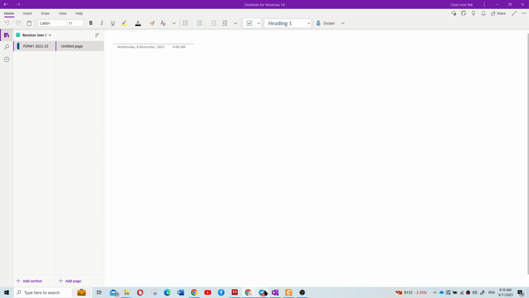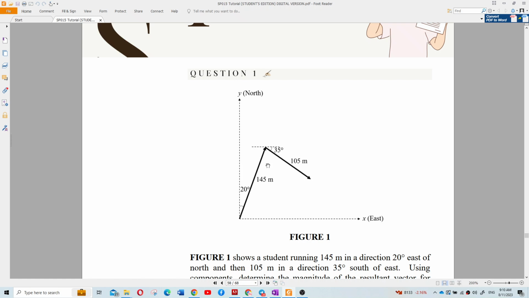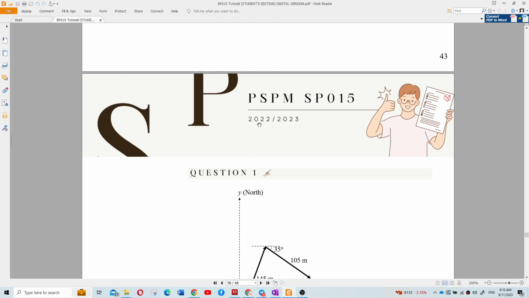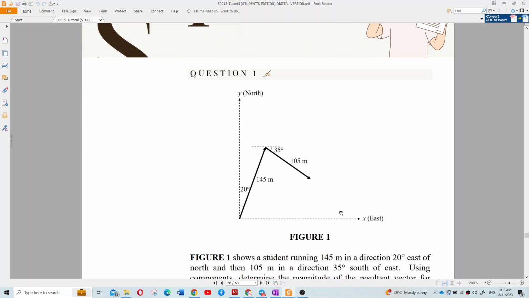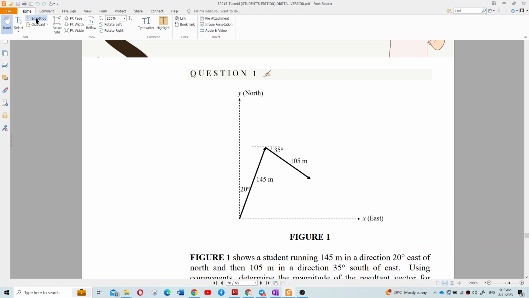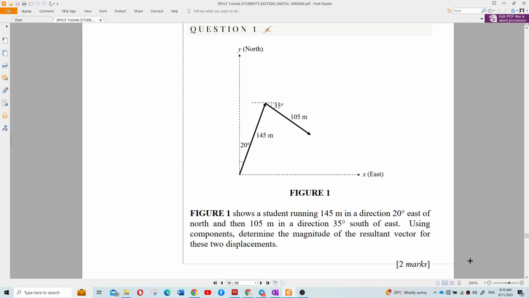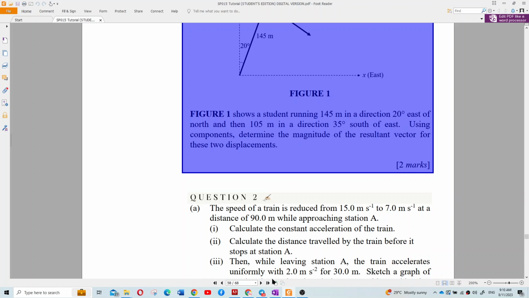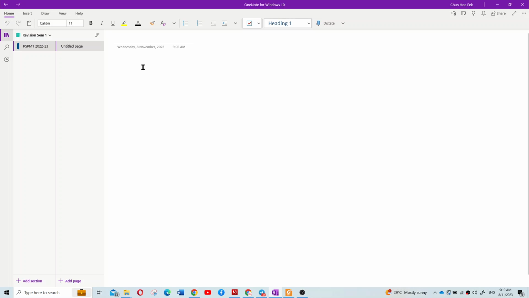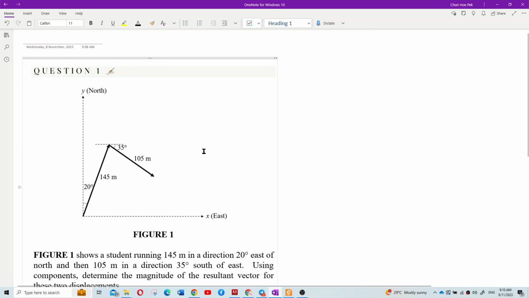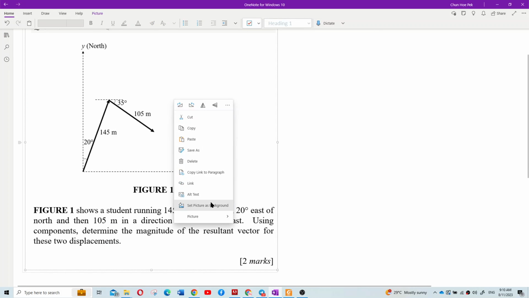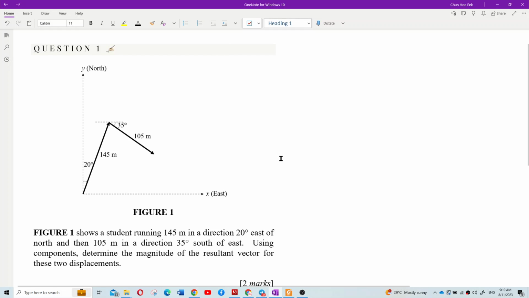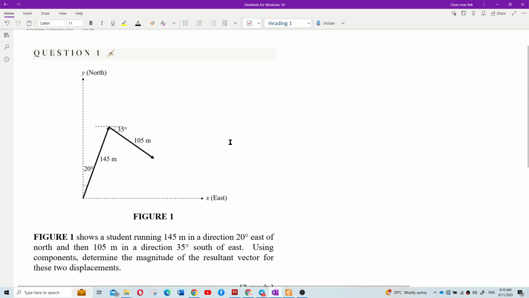All right. So yeah, PSPM 2022 and 2023. So let's do the questions together. I think I will take the questions from here and paste it here. Yeah, that'll be good. Okay. So now, question one.